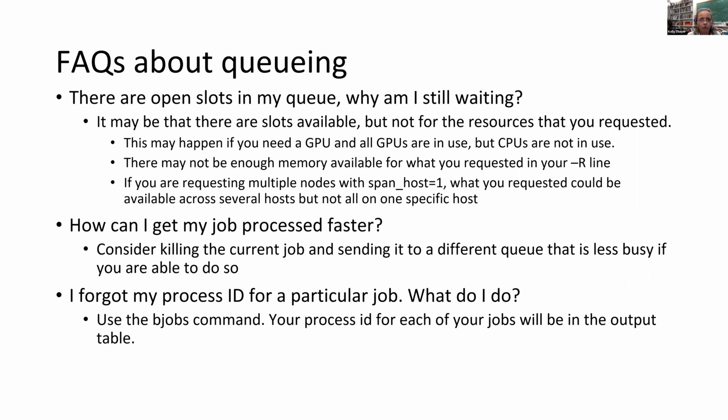If you're requesting multiple nodes with span hosts equals 1, what you requested could be available across several hosts, but not all on one specific host. So that's another thing to be aware of.